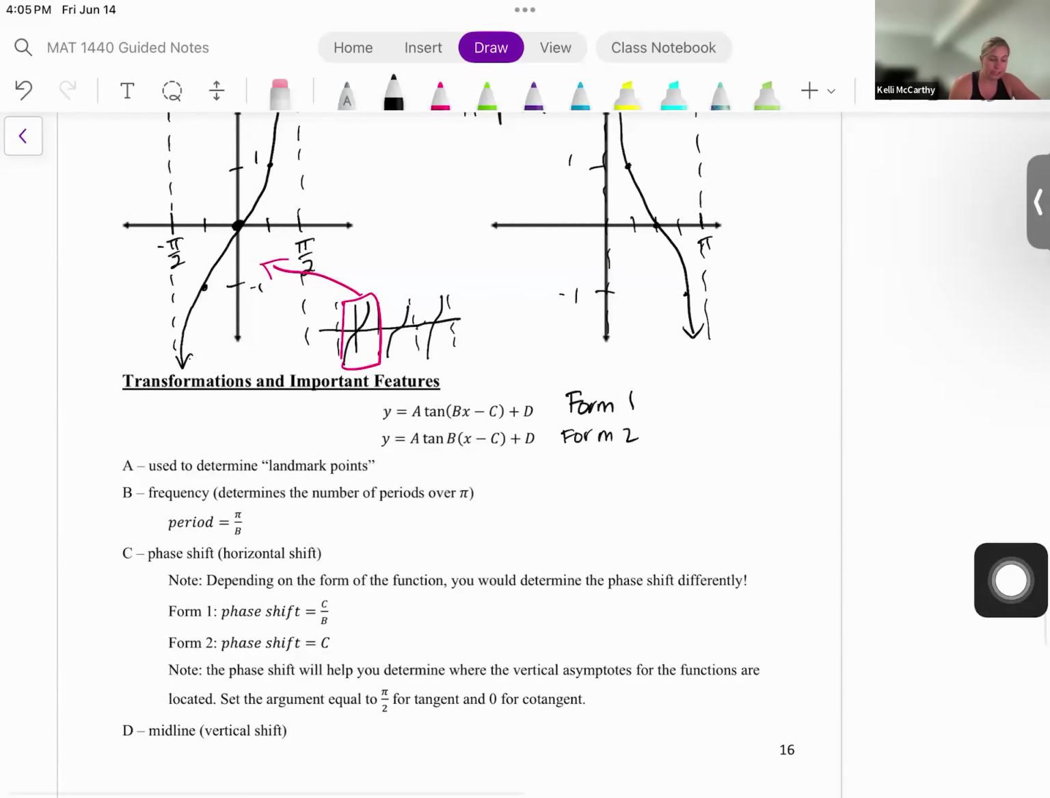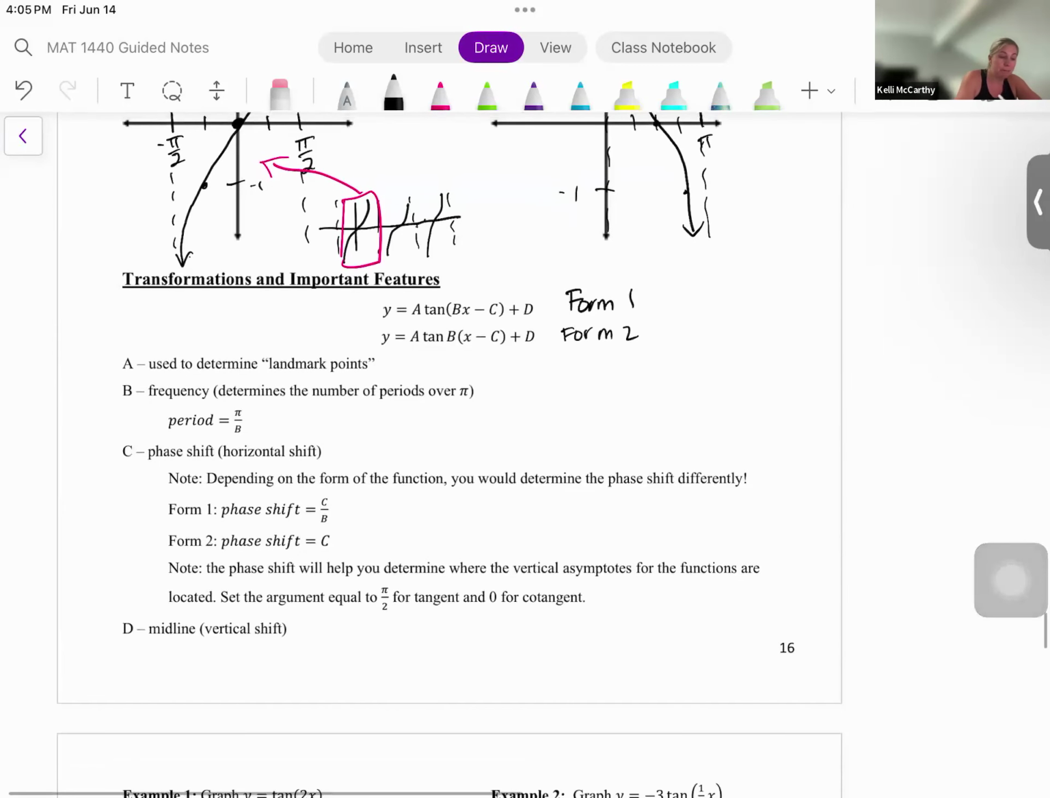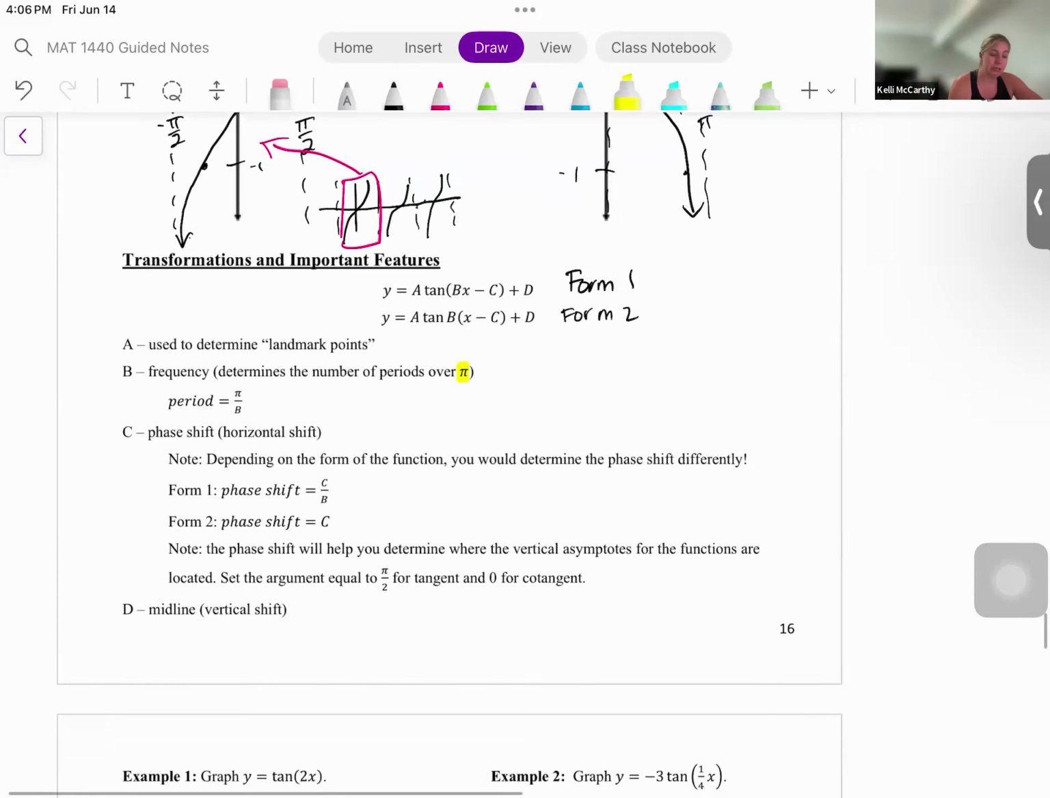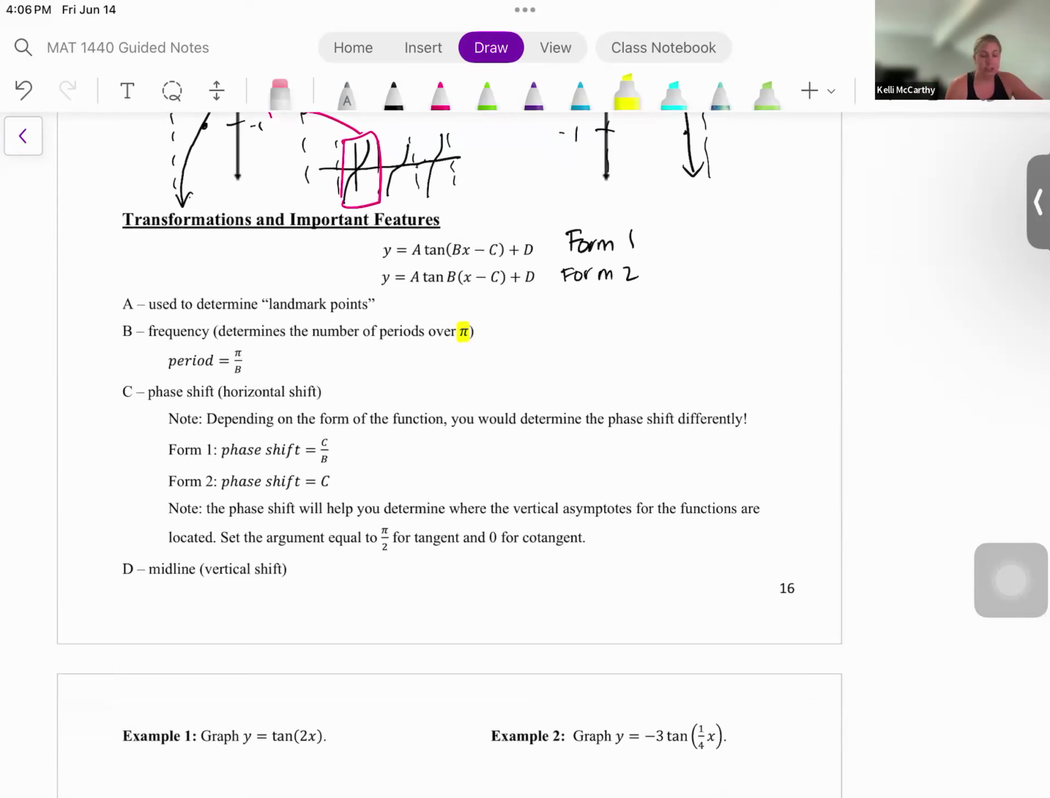B is still our frequency. It determines the number of periods over pi now, because again, the period for tangent and cotangent is pi. So we want to be really mindful of those differences between sine and cosine and tangent. So the period of any one of these functions is going to be just pi divided by b. Depending on the form, your phase shift is going to either be C over B if we're in this first form, or just C if you're in that second form.